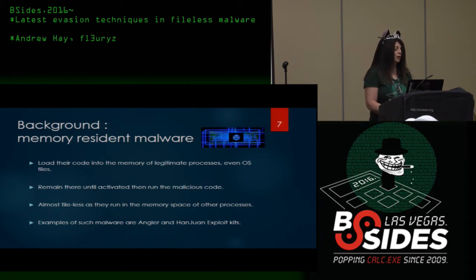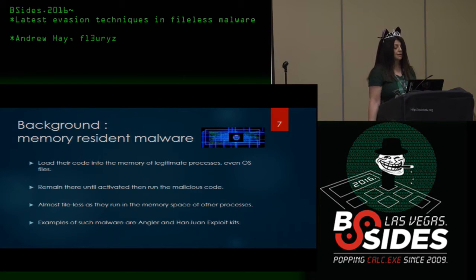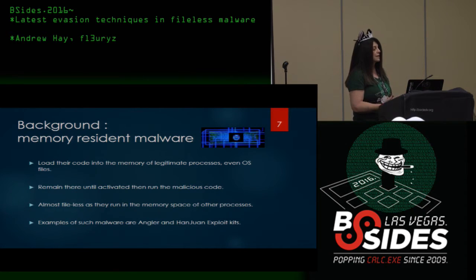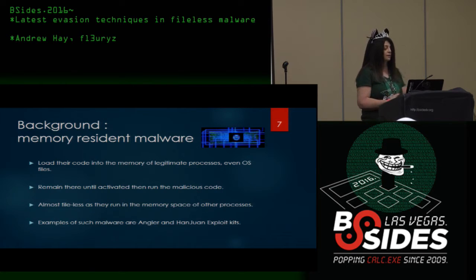So what is memory-resident malware? Memory-resident malware loads its code into the memory of a legitimate process, even OS files. They remain there until activated, then run the malicious code. It's almost considered fileless because it runs in the memory space of the process, but it's not fileless in the sense of the latest fileless malware. Examples of such malware are the Angler and Nuclear exploit kits.